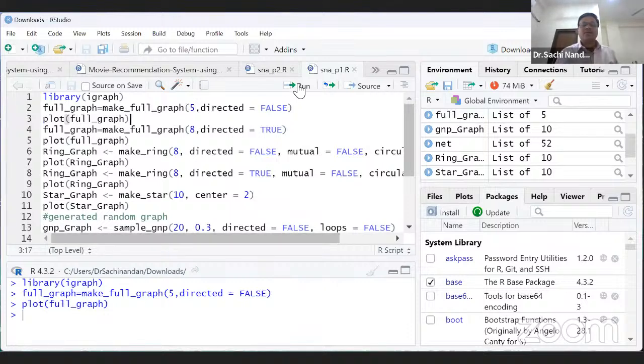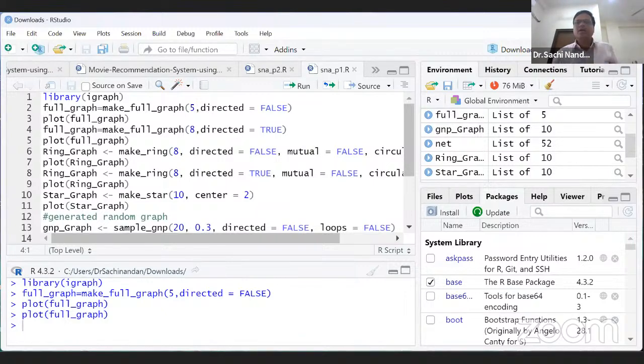Plot full graph. See, this is the plot full graph. The screen is visible. So here what happened? This particular node 1. I have given 5 nodes: 1, 2, 3, 4, 5. Okay, so this is called the fully connected graph.